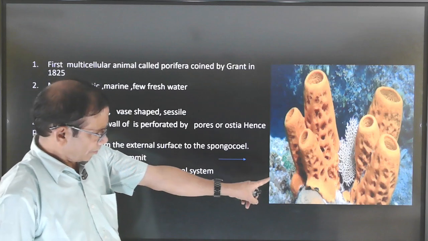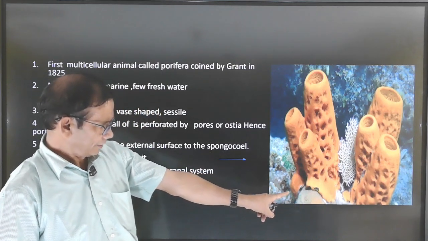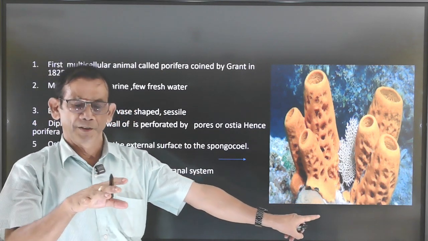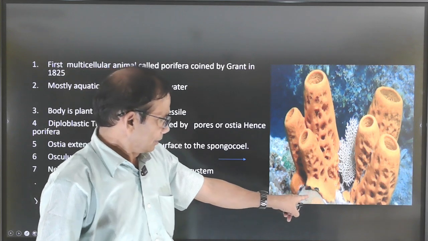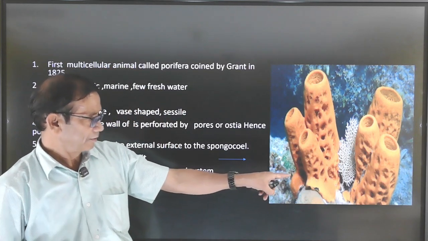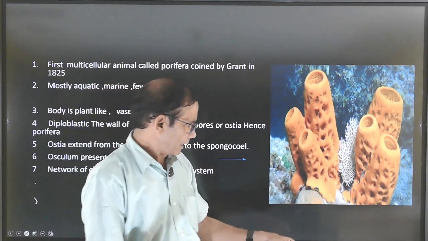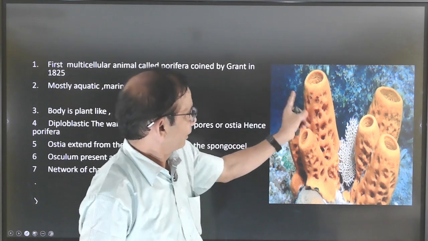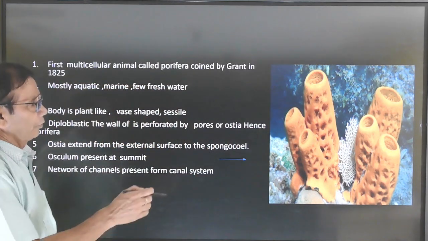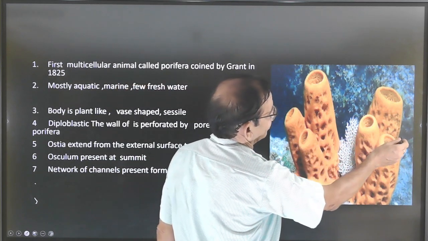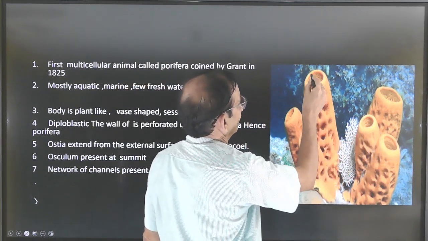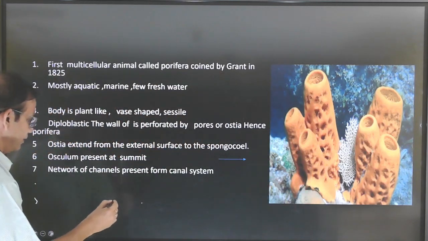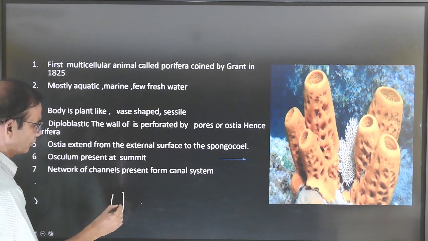This is the picture of the benthic zone of a sea. Benthic zone means the lowermost zone where there is substratum. As they are sessile, because they have no locomotory organ, they can attach to the substratum like the seabed and grow like this. So the outer pore is called ostia and this pore is called osculum. Besides this there is a large gap which is called spongocoel.